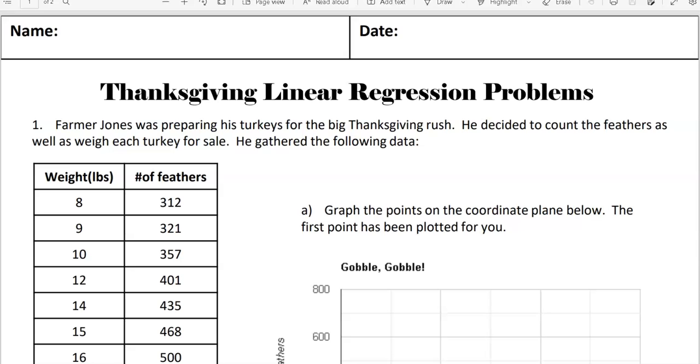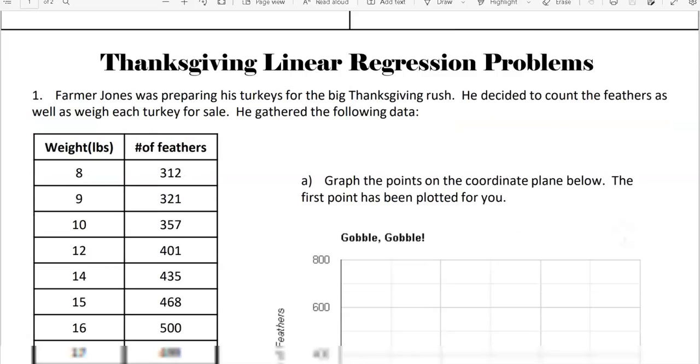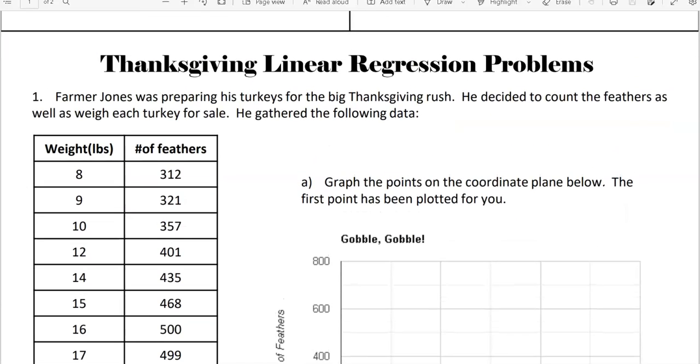Hey everybody, today we are going to talk about linear regression. It goes more with our lines, so it's a little bit off of what we've been doing, but it's a pretty easy concept and a pretty easy Friday for you to have while I am not here. All right, so we're going to do this worksheet together, and then you're going to do a separate worksheet on your own and turn it in.